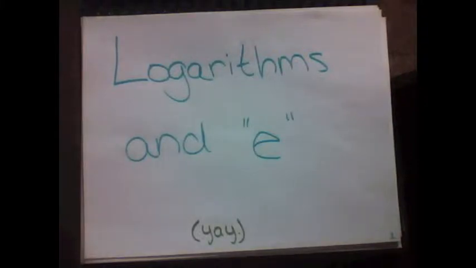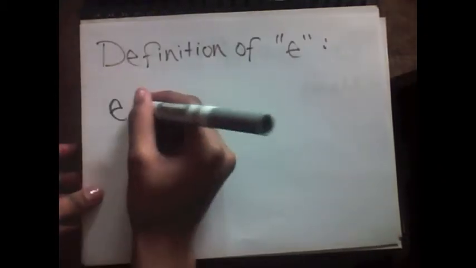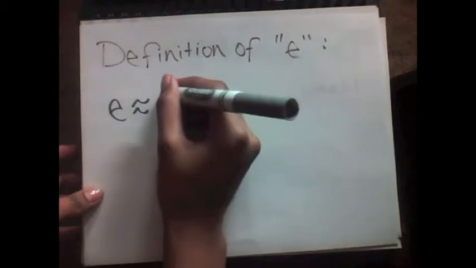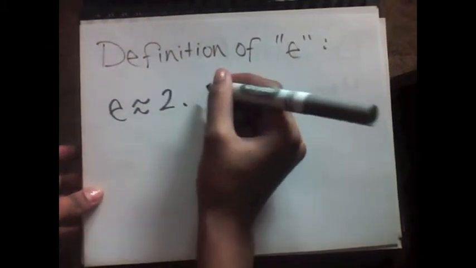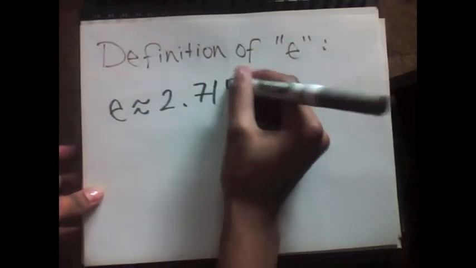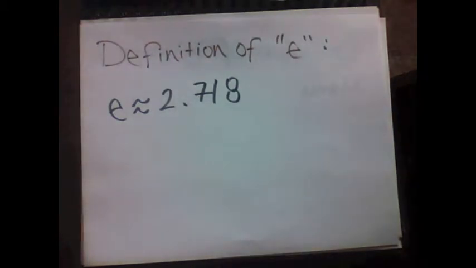Okay, so we're here today talking about logarithm and e. I'm going to start off with the definition of e. Just like pi is approximately 3.14, e is approximately 2.718. And that's how we're going to look at it.